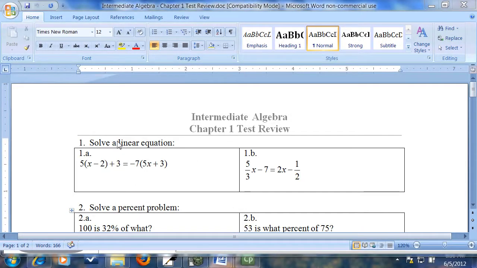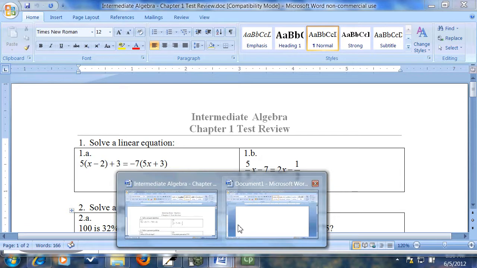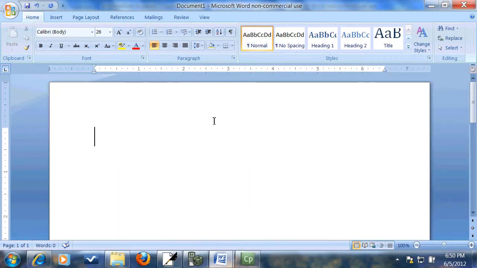Well, let's take a look at our first example. You need to know how to solve a linear equation, and I give two different examples here. But the key part on this is knowing, remembering the steps. Solving a linear equation.